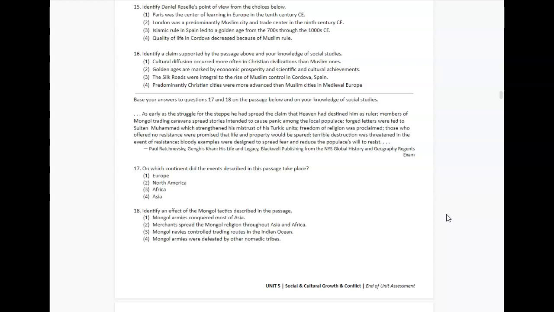Freedom of religion was proclaimed, and those who offered no resistance were promised that life and property would be spared. Terrible destruction was threatened in the event of resistance. Bloody examples were designed to spread fear and reduce the populace's will to resist.